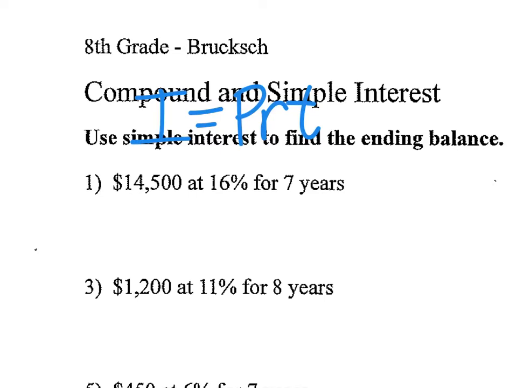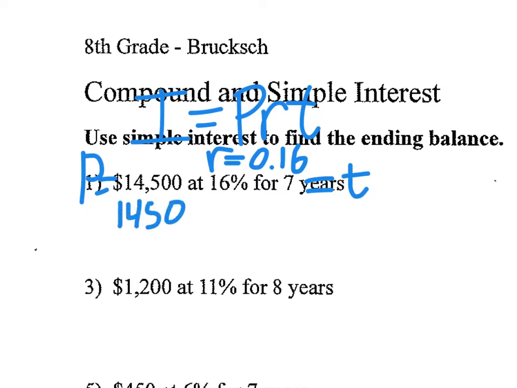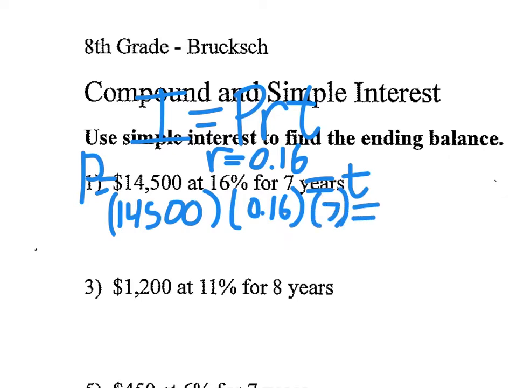So $14,500 at 16% for 7 years. This is going to be our principal. This right here is going to be our rate, but our rate is going to be 0.16. And then 7 years is going to be our time. So to find our interest, we are going to take the $14,500 and multiply it times 0.16 and times 7. We multiply all those just in the calculator. We get 16,240. So our pen is again not working real great today. So that is our interest.